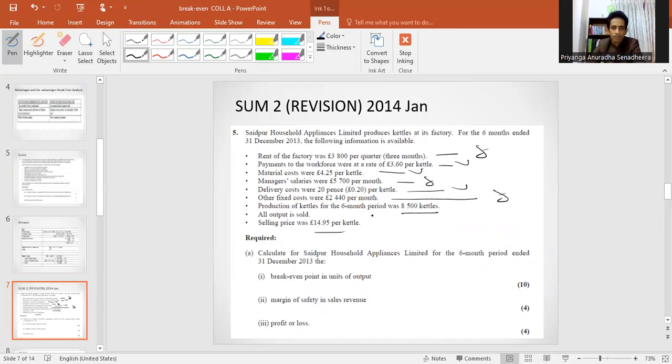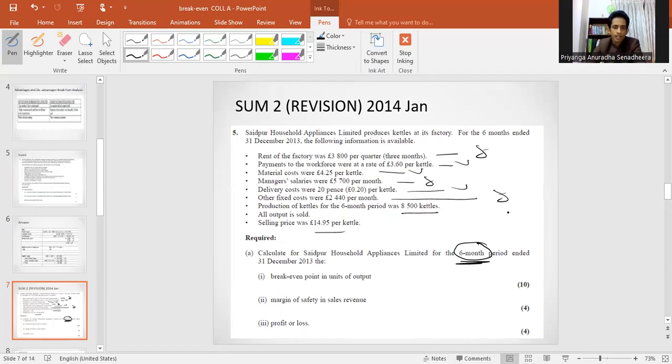Selling price is 14.95. So remember the question I told you, always remember from the previous past paper question also, number of periods, 6 months period. That's an important point where you go wrong. So therefore, please consider that 6 month period. And now you have to prepare all the questions for 6 month period. That's the most important thing you should know.